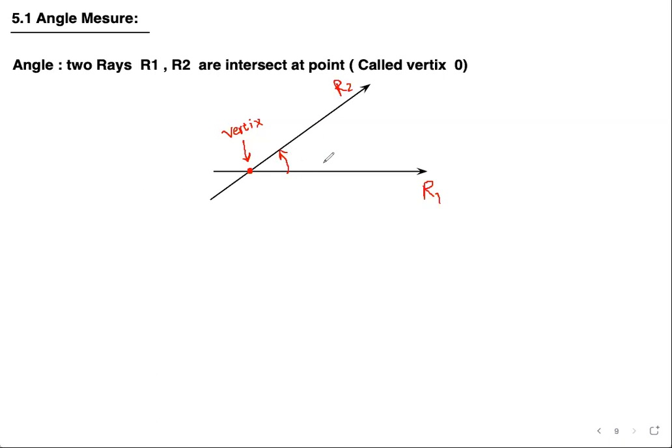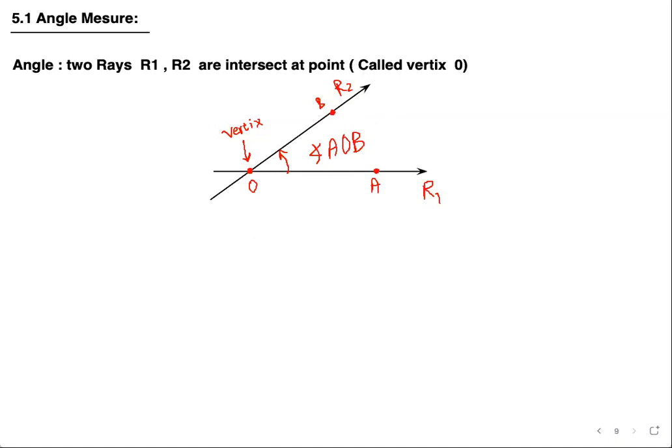The angle here, I can name it as, if I have here, for example, point A, and this point is O, and this point here is B, for example, I can call this angle angle AOB, like this. So this is the angle. I define the angle by using two rays intersecting at a point. This point is O. Okay, this is the first thing in this section you have to know.